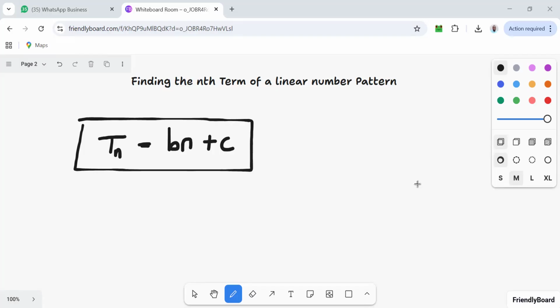Okay, so today I'm going to be teaching you how to find the nth term of a linear number pattern. So first thing that you need to understand is that every linear pattern has got a general term of the form Tn is equal to Bn plus C, whereby B is the constant difference.